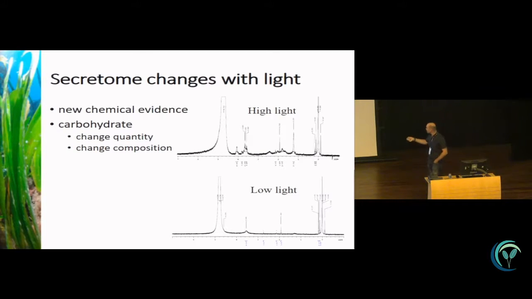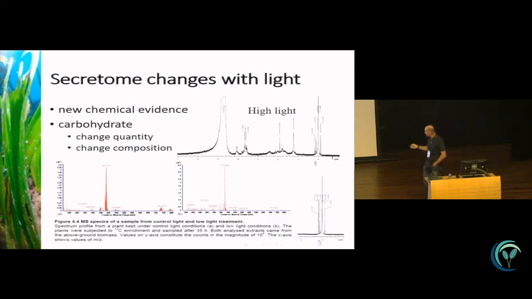So this is the root exudate on an NMR, telling us which of the sugars are being exuded out of the roots under high light and low light. You can see there's different peaks and there's changes in the peaks. We put that into the mass spec and we get the same thing. This is under high light, this is under low light. You can see we've got changes in what the plant is exuding.